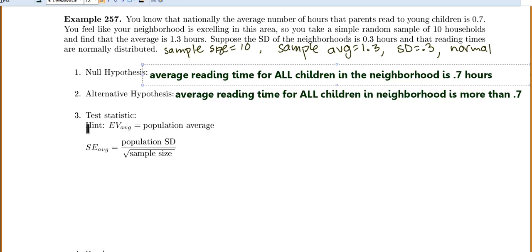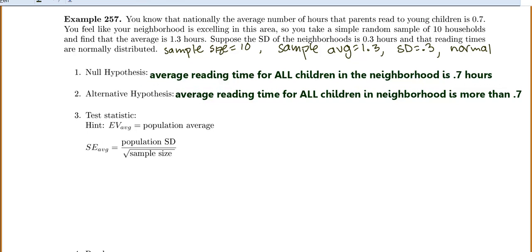Okay, now let's find our test statistic. So remember, we need to find our expected value and standard error, and I've written in the formulas for us. My population average, I don't know what it is, but we assume the null is true, which would mean that my population average is 0.7. For the standard error for the average, the standard deviation was 0.3, and the sample size was 10. So 0.3 over the square root of 10 is 0.0948.